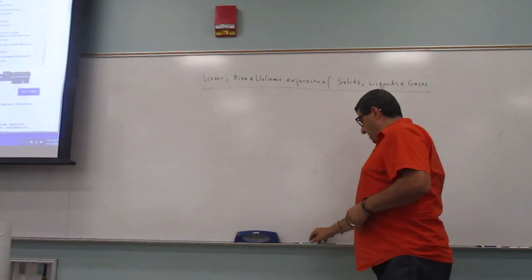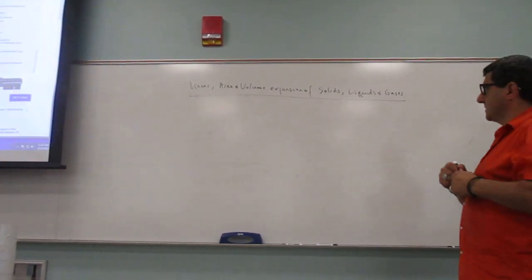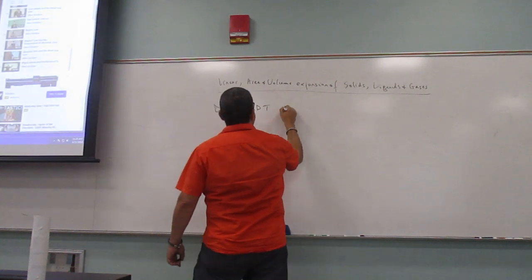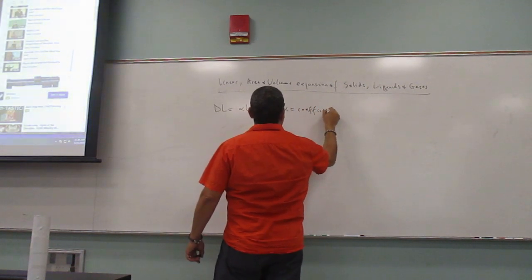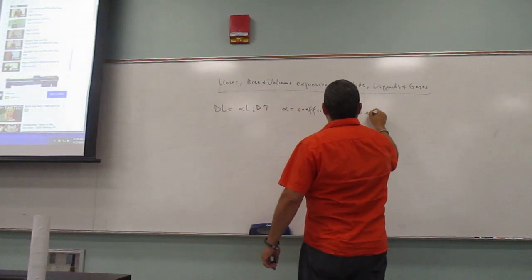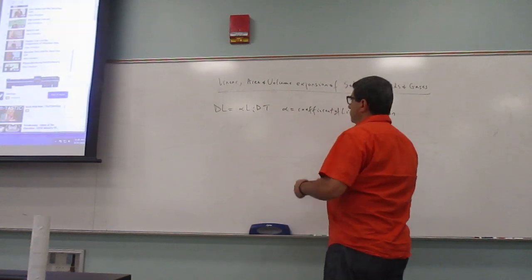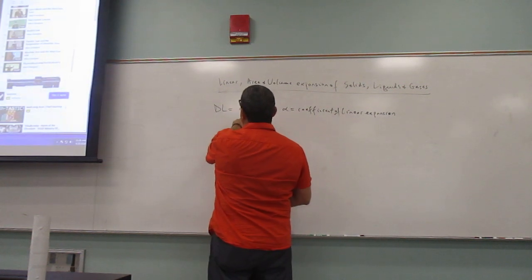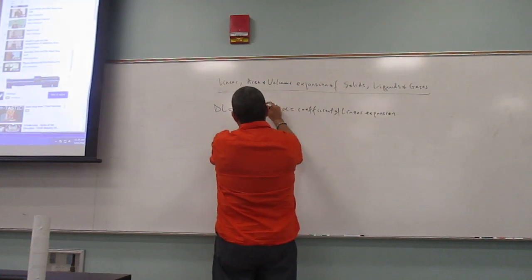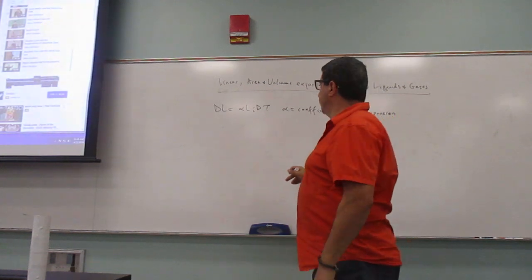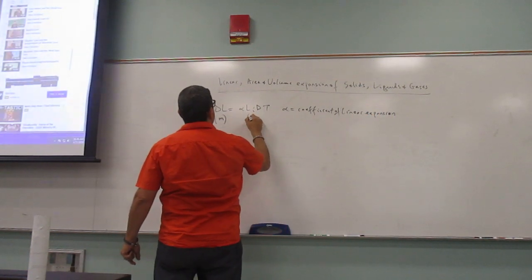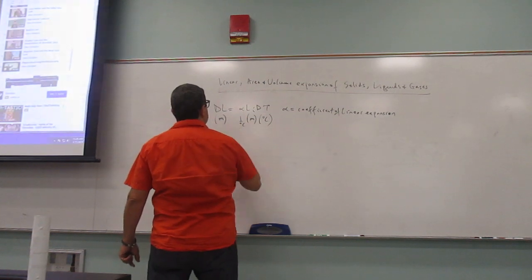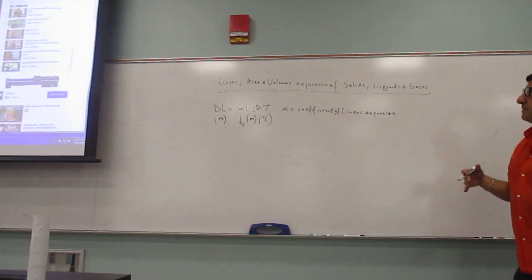Right? For solids, we have this equation. Delta L is equal to alpha L initial delta T, and alpha is called the coefficient of linear expansion. So the change in length of an object is linearly proportional to the temperature change of the object and linearly proportional to the original length of the object. Delta L is in meters, L initial is in meters, delta T is in Celsius, and alpha is 1 over Celsius.